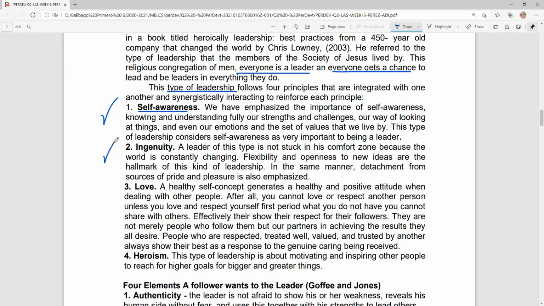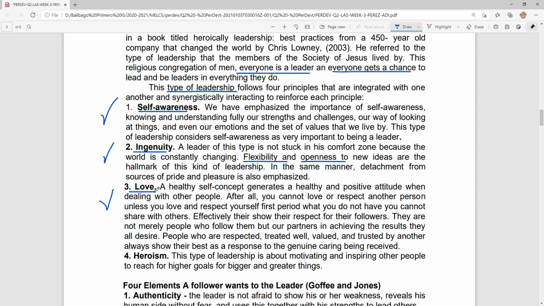Next, ingenuity. A leader of this type is not stuck in his comfort zone because the world is constantly changing. Flexibility and openness to new ideas are the hallmark of this kind of leadership. In the same manner, detachment from sources of pride and pleasure is also emphasized. So, if you are the type of leader who has this ingenuity, you are flexible and open-minded to new ideas. You will accept what will be the better way to handle the situation, and you will also avoid negativities that may affect your leadership.